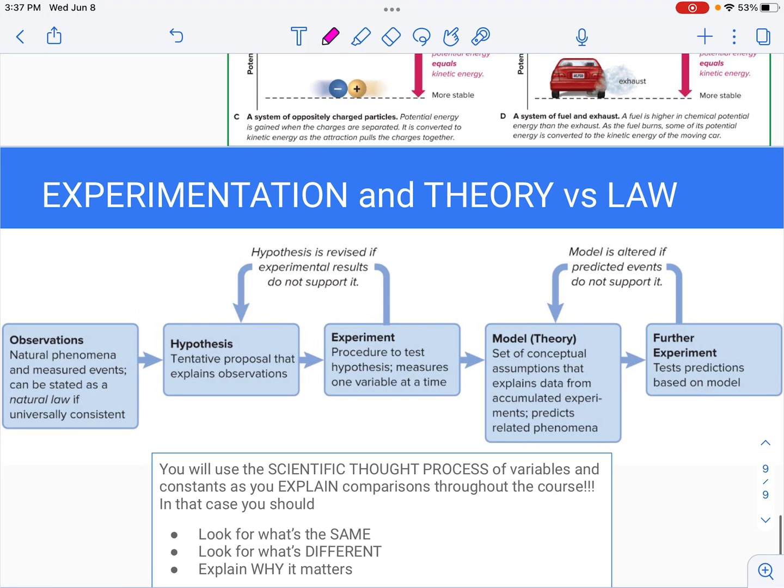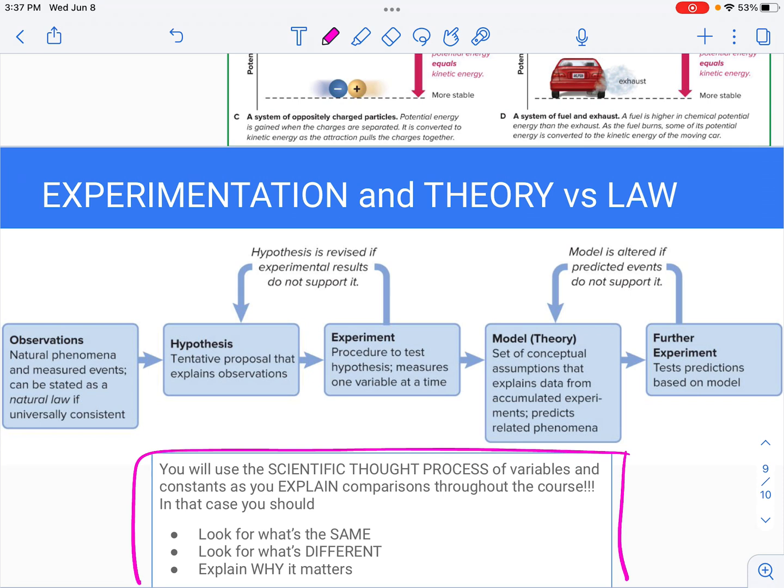Finally, the last thing that I want to look at with you: you already know the scientific method from science class from first grade on. However, the thing I want you to think about is that you will be using the scientific thought process when you're looking at variables and constants as you explain comparisons. So you may be saying the ion charge and the ion size will decide how strongly those ions are attracted to each other. So you want to look for what's the same, like maybe the ions are the same relative size or very close to each other in size, but the charge is different and the charge is larger. And then you have to talk about why it matters. So you would use Coulomb's law, and you would talk about how the greater charge, when the size is the same, creates a greater force of attraction.